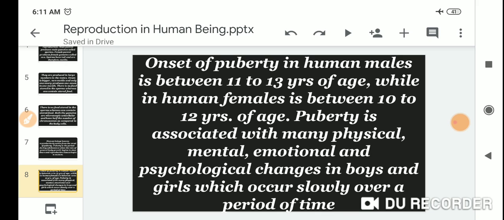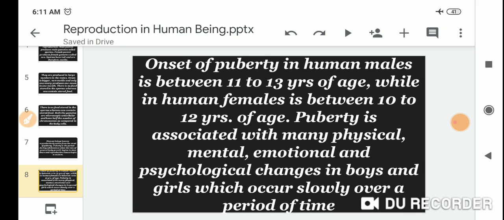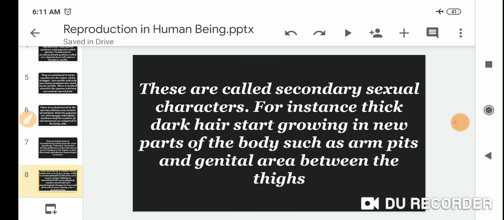Puberty is associated with many physical, mental, and anatomical changes in boys and girls, which occur slowly over a period of time. These are called secondary sexual characters.